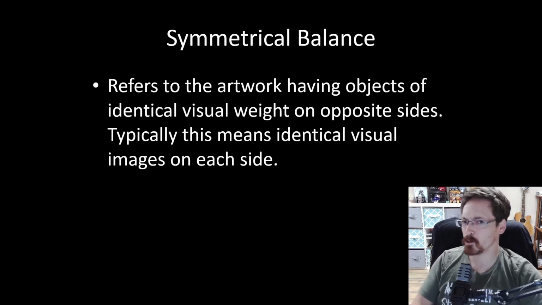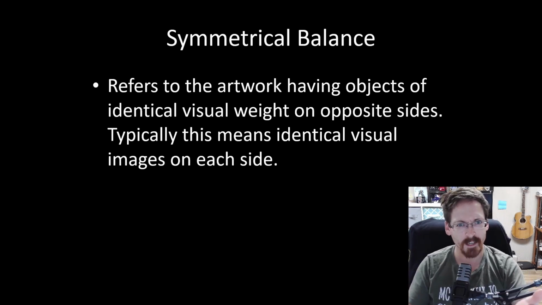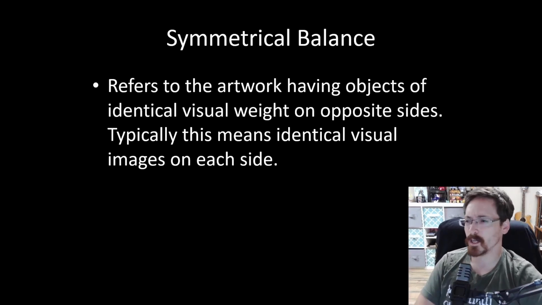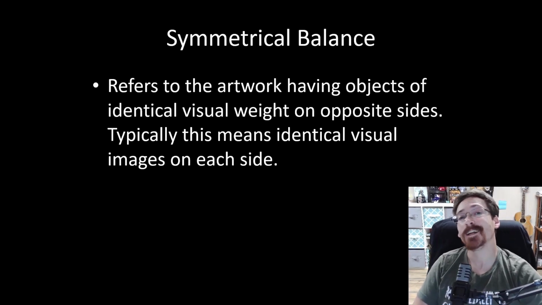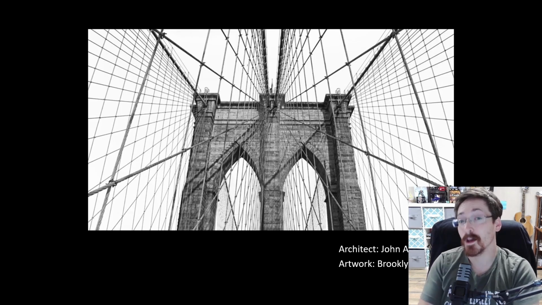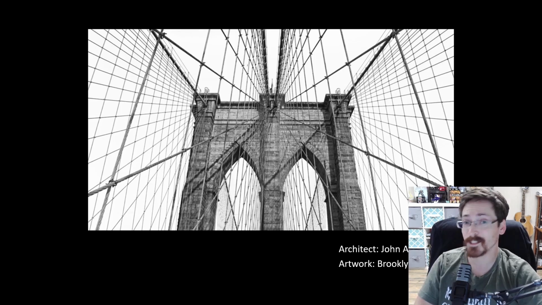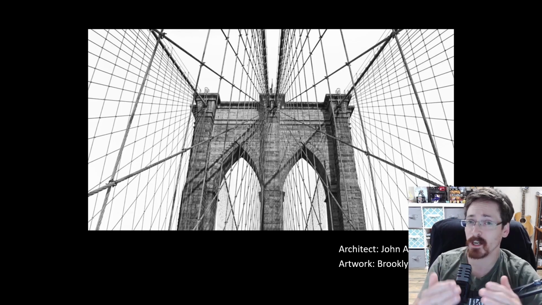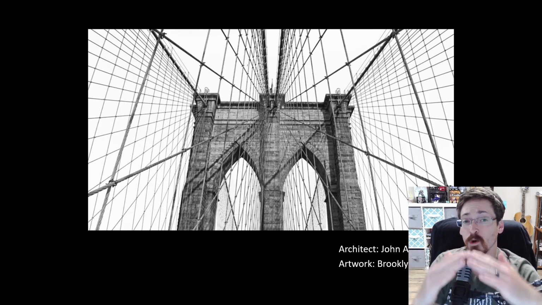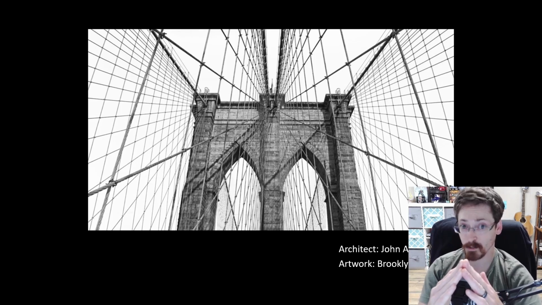While asymmetrical balance meant that the left-hand side of an artwork was different than the right-hand side of an artwork, symmetrical balance, on the other hand, means that it is a mirror image on either side. You see this a lot in architecture because it makes it more secure structurally to have it be a mirror image on either side, so you have an equal balance of weight distribution.